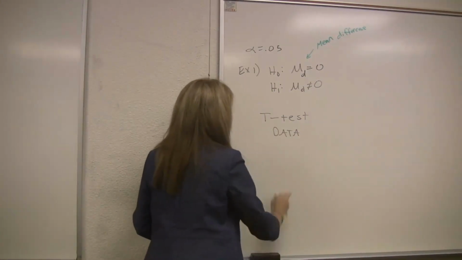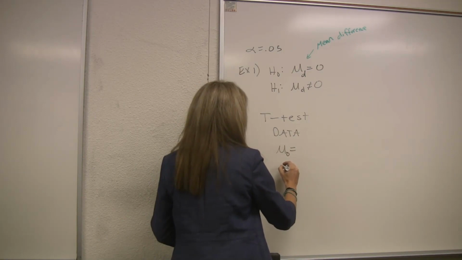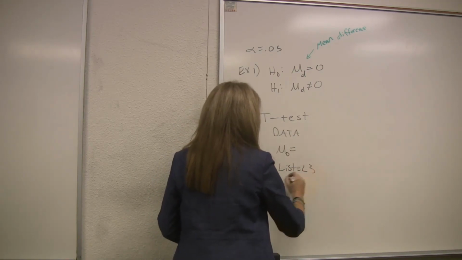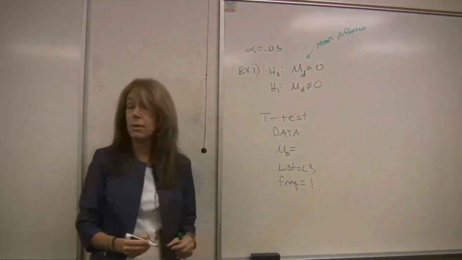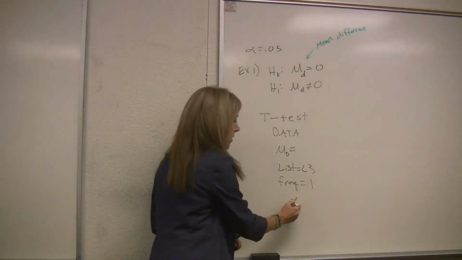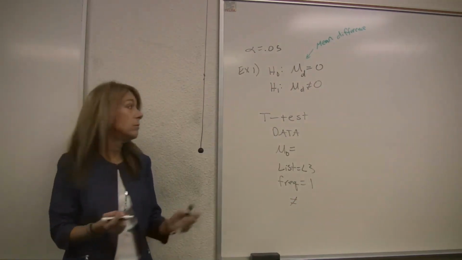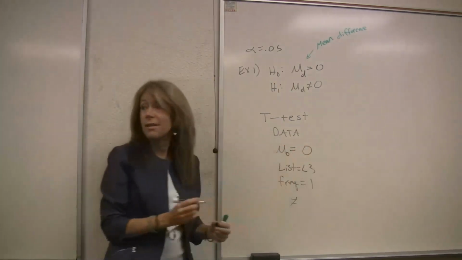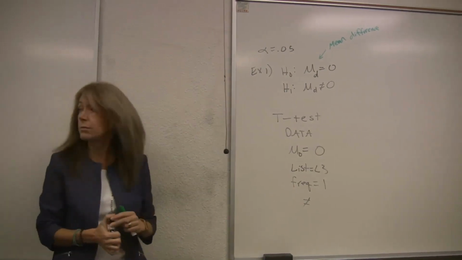And then it wants the frequency too. Oh, right, frequency was always one. So the mu zero, the list, the frequency is always one. And then it wanted the not equal to. Now do I have all of them? What's mu zero? 0. Zero, because that was our claim up there, right? That's still the same thing it's always been, the mu from H0.